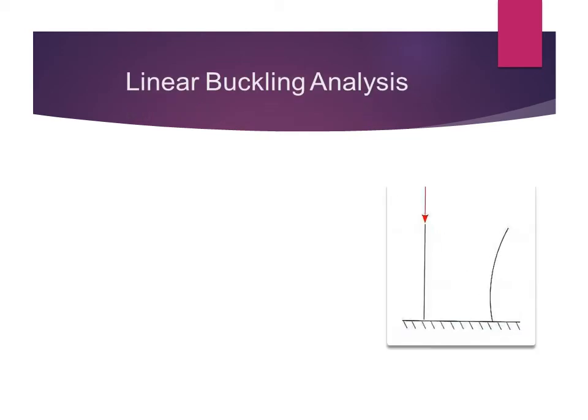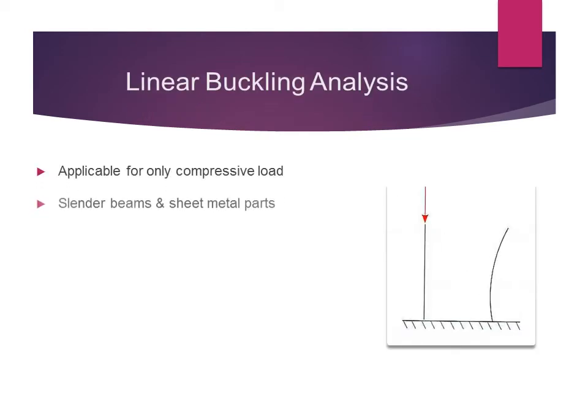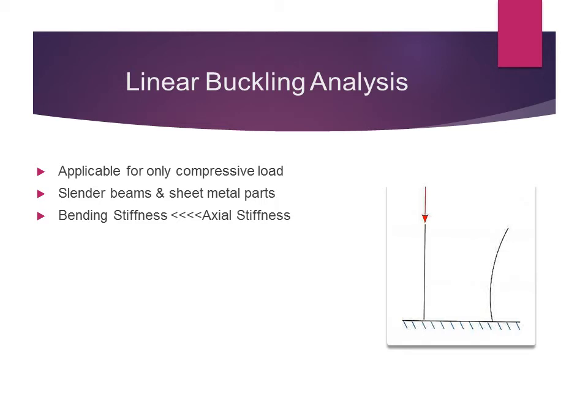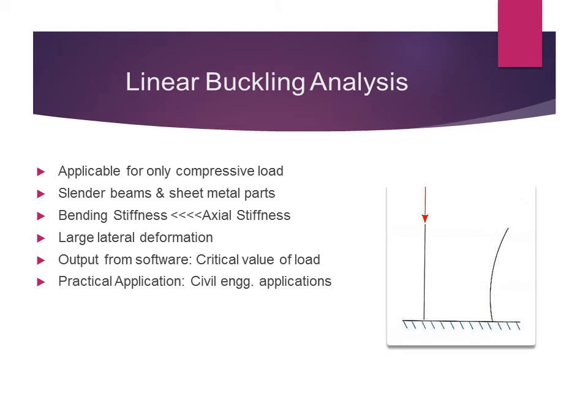Next type of analysis is the linear buckling analysis, very simple. It is applicable for only compressive load, slender beams and sheet metal parts. For that we have to do the linear buckling analysis, where bending stiffness is much lower than the axial stiffness. And when that is the case, there is a large lateral deformation, and as output from any software you can get the critical value of load.